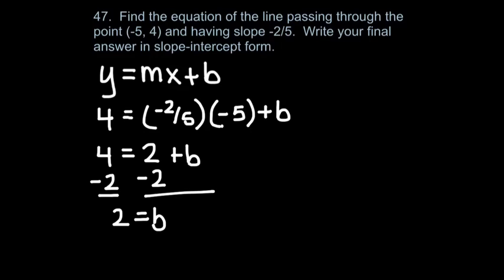If I plug the 2 in and the negative 2/5 into slope-intercept form, that gives me y equals negative 2/5 x plus 2.